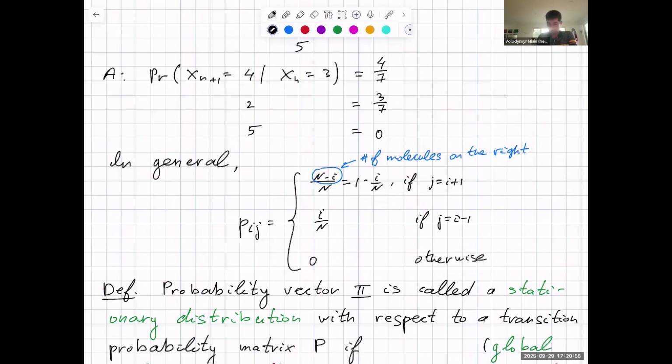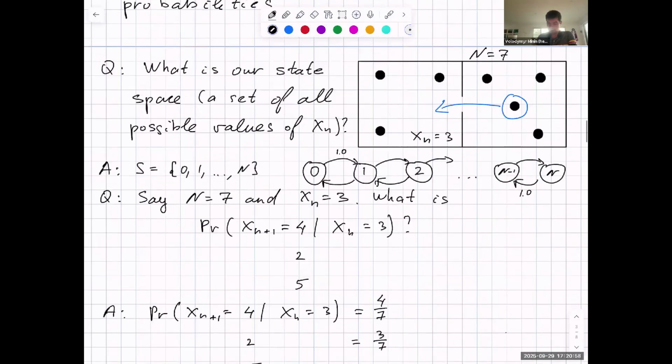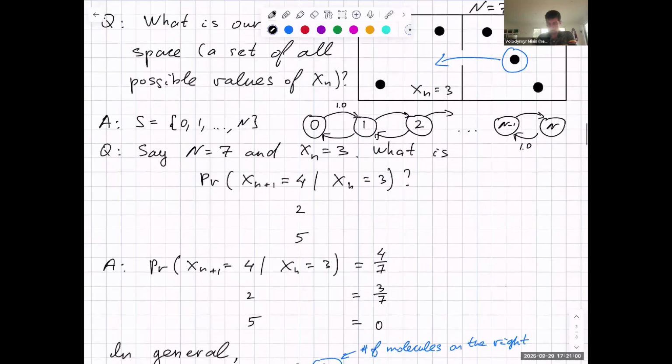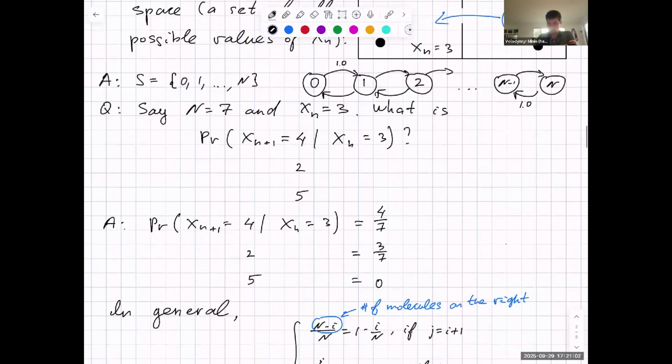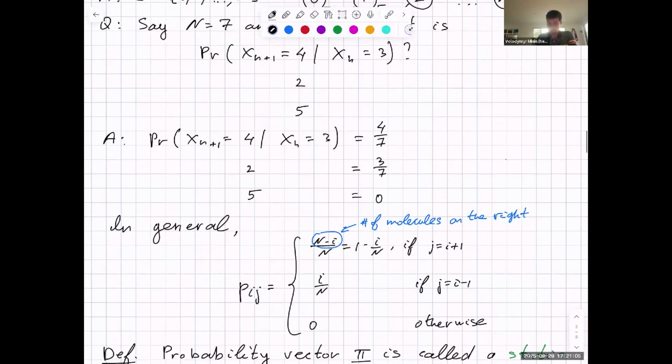Okay. So this is just an example. It will be useful to us. It will give us some intuition. That's how it works right now. We'll play with it in code in a second.